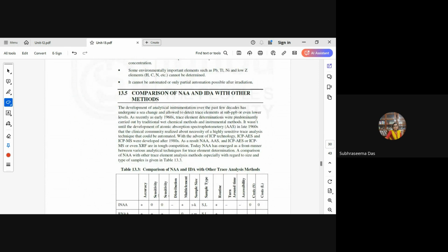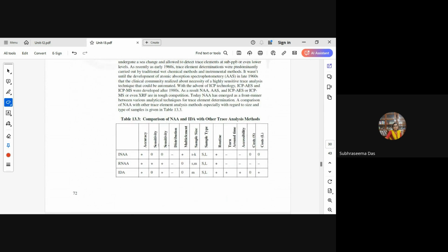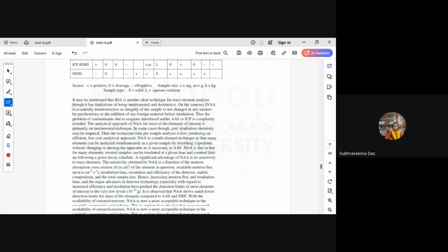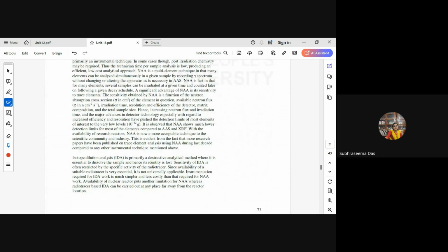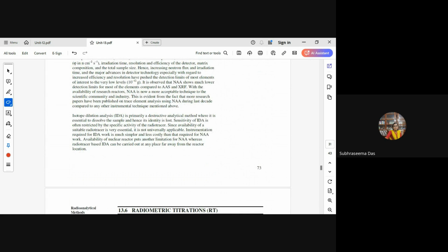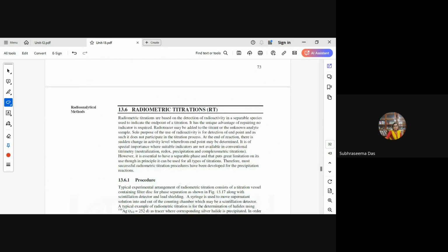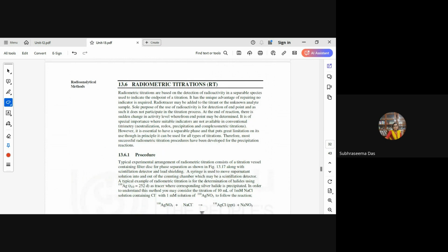Now here a comparison is shown between NAA and IDA with other trace element analytical techniques in terms of accuracy, sensitivity, distribution, multi-element analysis, and sample type. Here in this table it has been listed. Isotopic dilution is a destructive analytical method, and the sensitivity of IDA is often restricted. Whereas, on the other hand, although NAA has limitations, it is far more sensitive in comparison to IDA. Then come radiometric titrations.